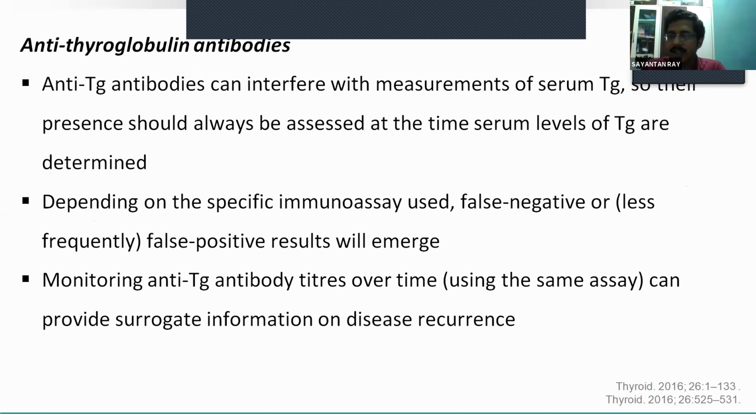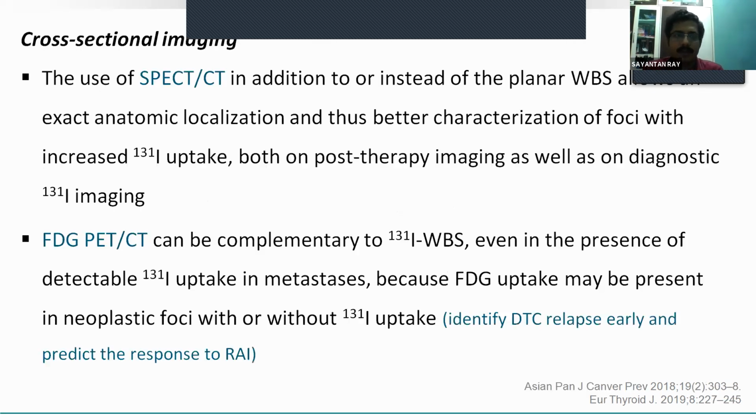ml. Regarding anti-TG antibodies, these antibodies can interfere with measurement of serum thyroglobulin. So their presence should always be assessed at the time serum levels of thyroglobulin are determined. In the presence of thyroglobulin antibodies, the results of serum thyroglobulin assays cannot be reliably interpreted. That's why monitoring anti-TG antibody titers over time using the same assay can provide surrogate information on disease recurrence, and in clinical practice, declining titers are usually associated with remission. Depending on the immunoassay used, we can have a false negative or, less frequently, a false positive result.